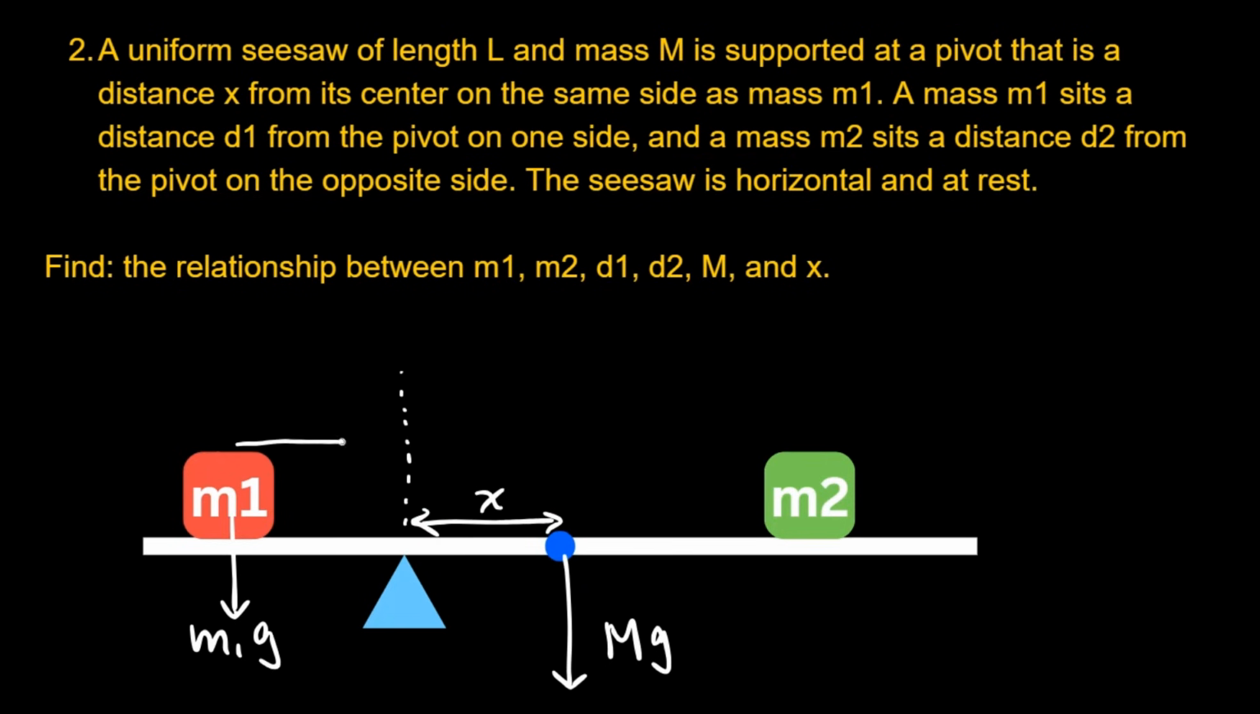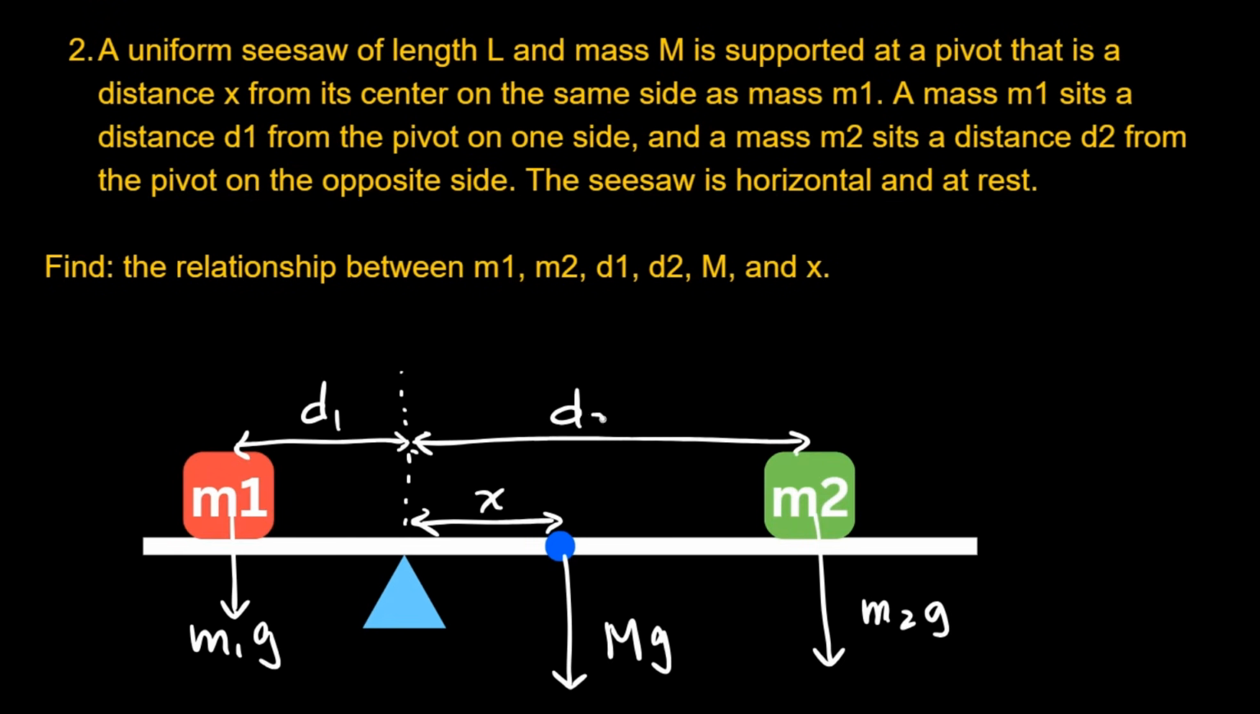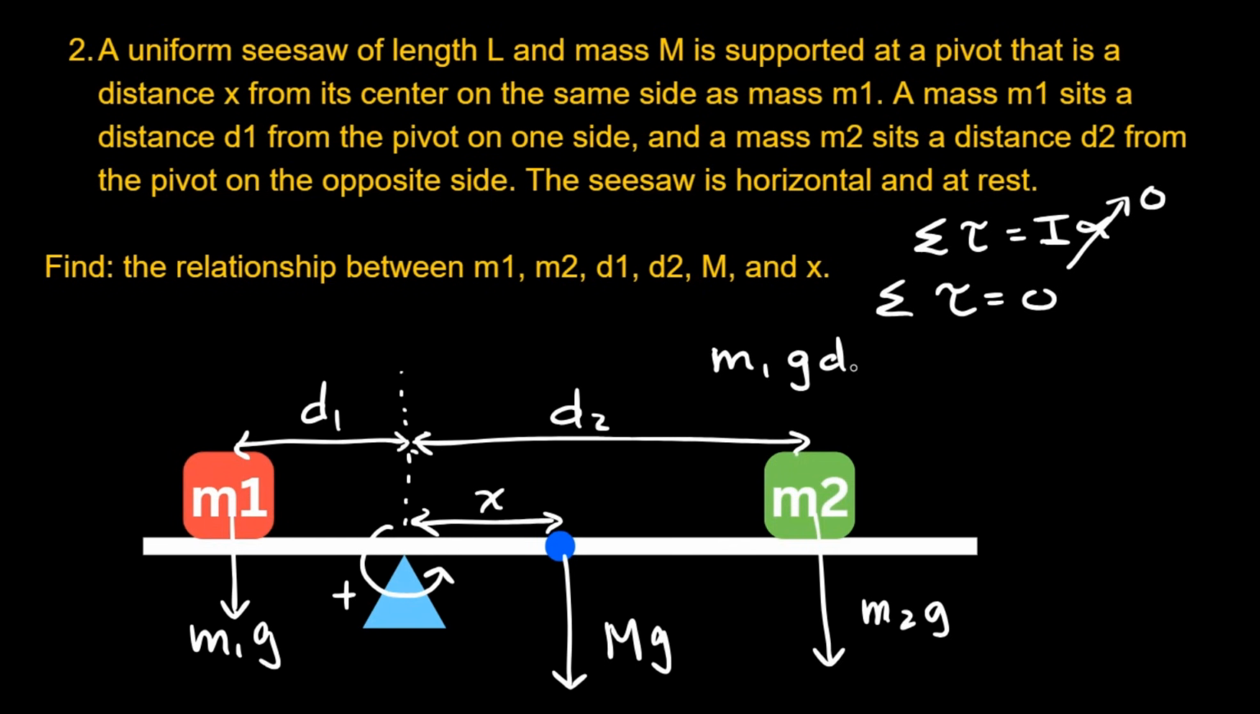The other forces exerting a torque are m1, which we'll label this gravitational force m1g, and m2, which we'll label that force m2g. m1g is d1 distance away from the axis of rotation, and m2g is a distance of d2 away from the axis of rotation. We will define counterclockwise as positive. Next, we're going to use the rotational version of Newton's second law, which states that the net torque is equal to the rotational inertia times the angular acceleration. Because the seesaw is not rotating, it has no angular acceleration, so we can set the angular acceleration to 0, and we get the net torque is equal to 0.